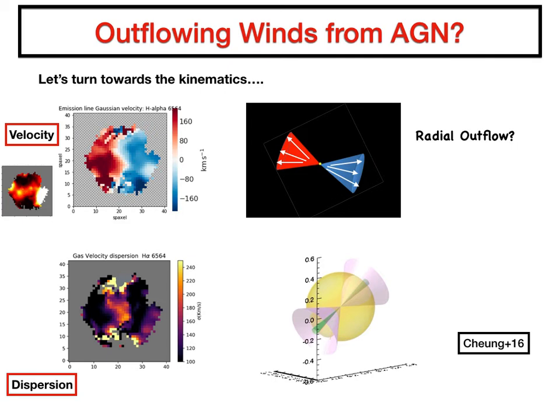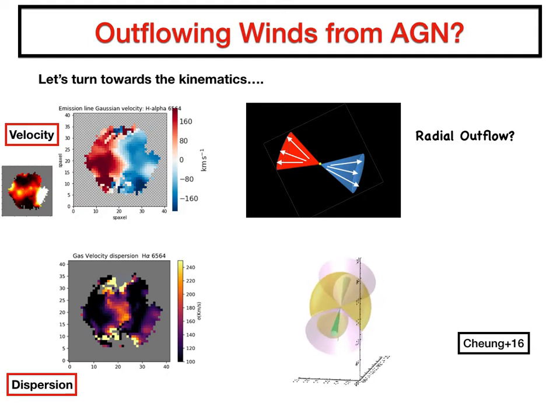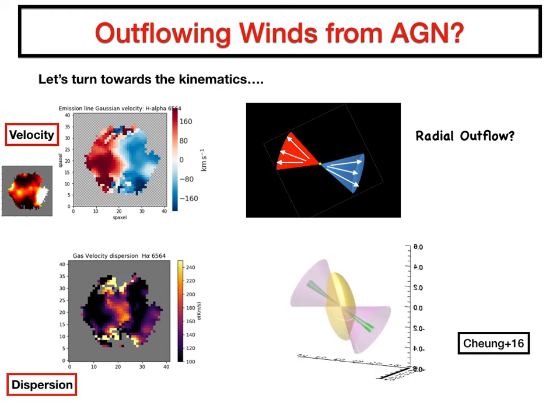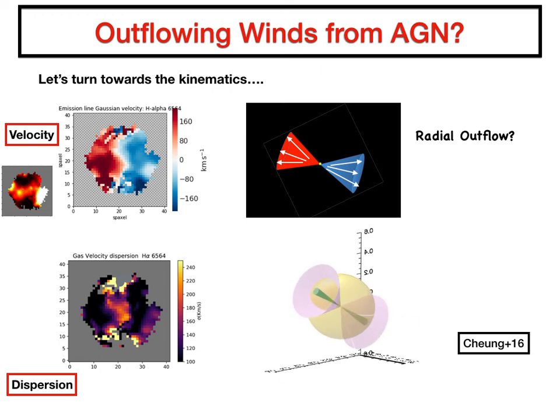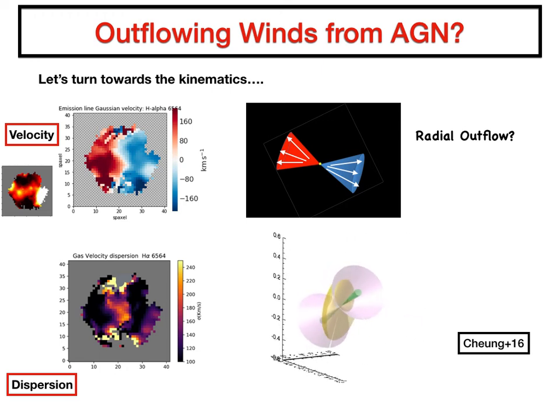The lower panel shows the gas dispersion map, which shows very high values with occasional clumps. We also constructed a very simple toy wind model, which has been described in Chung et al. And we find that the velocity field can very well be represented by this very simplistic wind model.